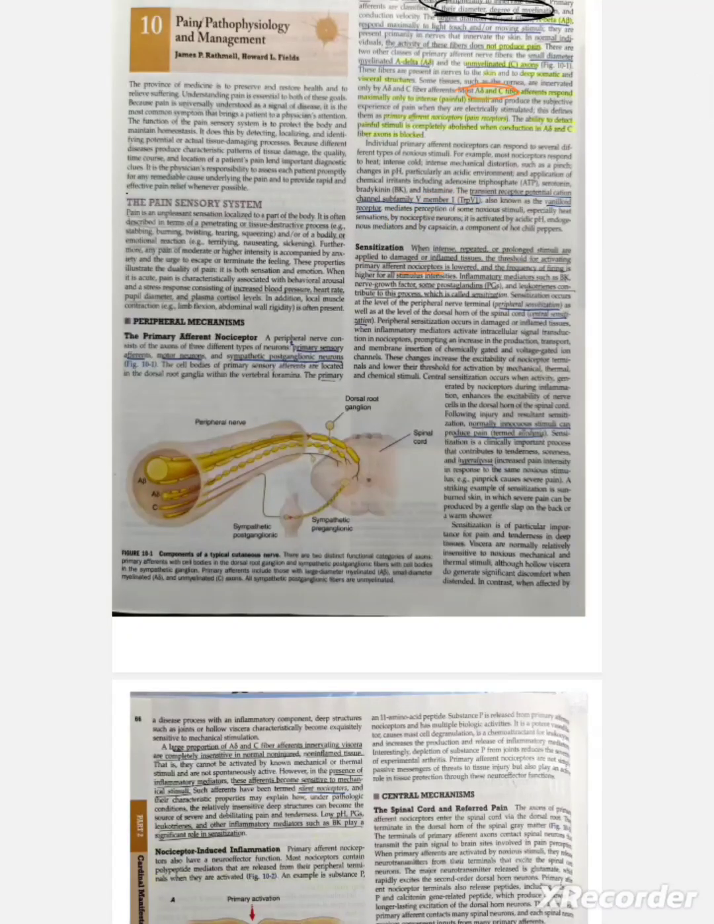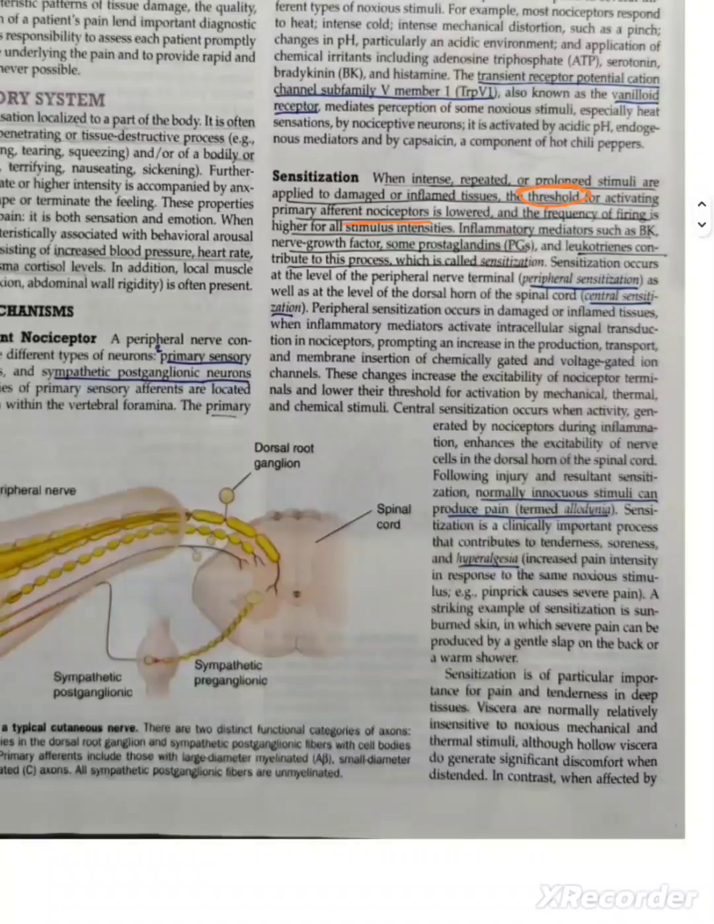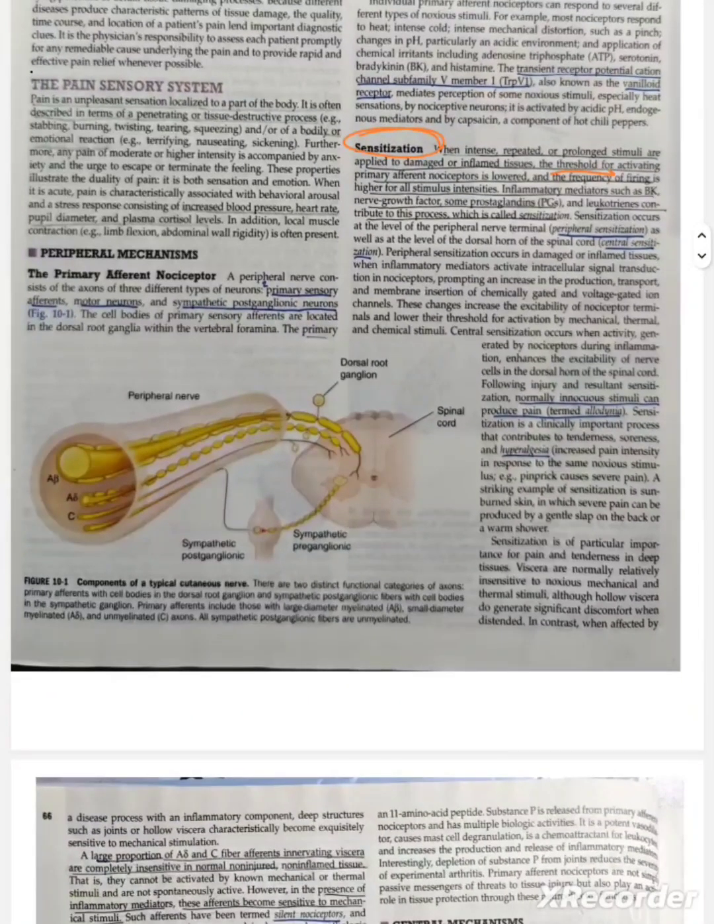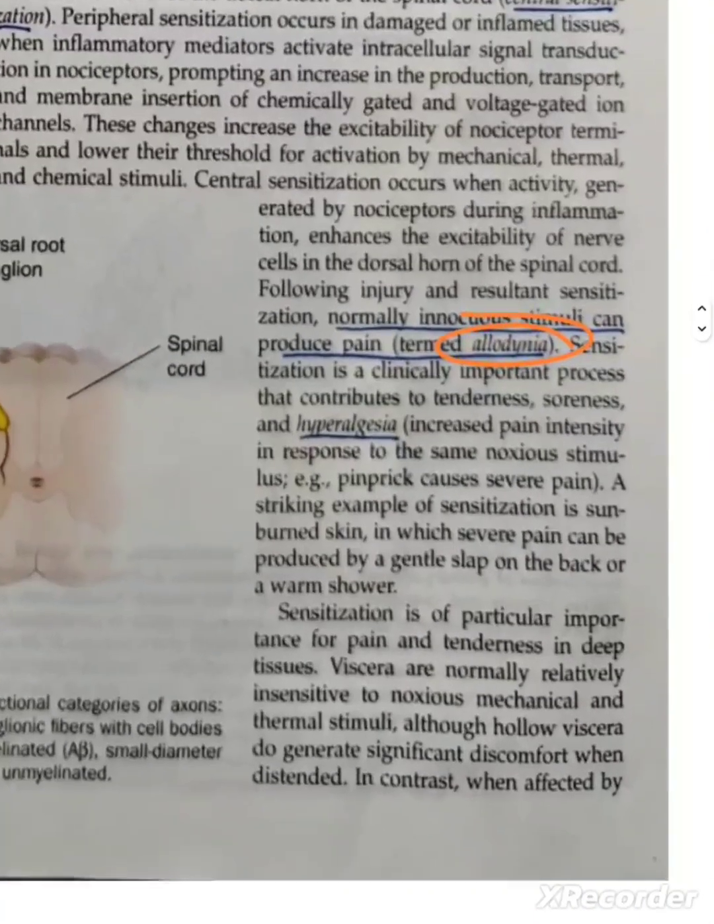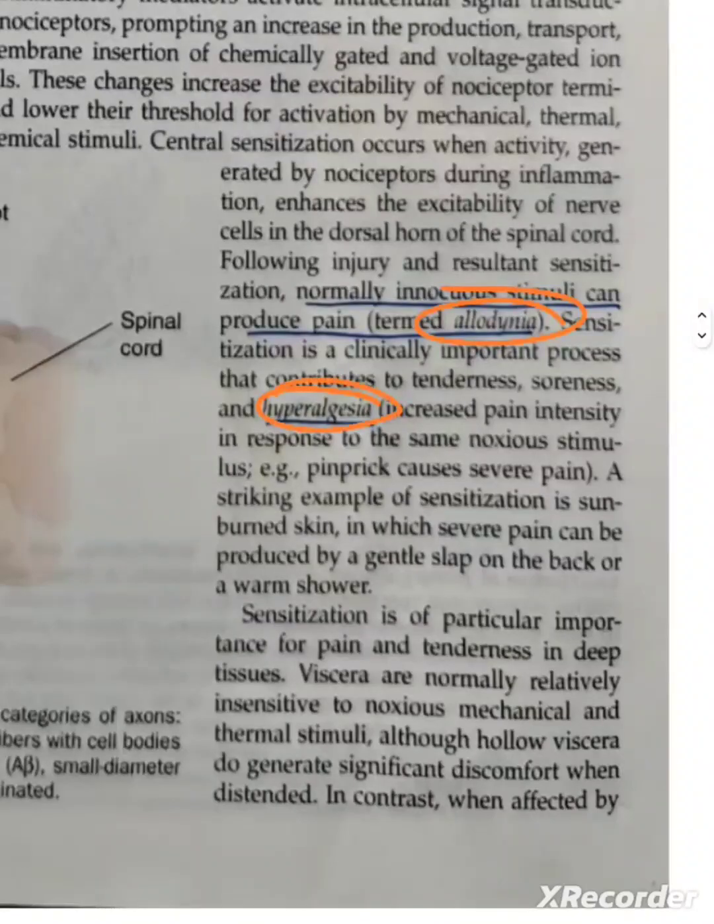So the threshold of the afferent nociceptor becomes lower. If this happens and we apply normal touch, this normal touch will feel like pain, because the threshold of activation of this nociceptor, meaning this pain receptor, becomes low. That's why it is called sensitization. Normal touch will feel like pain. You can see the two terminologies here: allodynia and hyperalgesia.